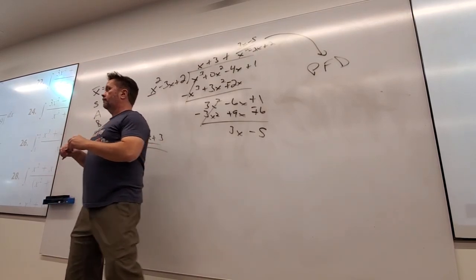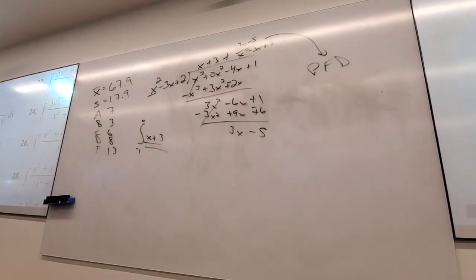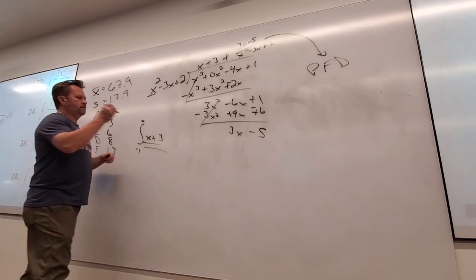So if you could factor the bottom piece, why would you do long division in the first place? Because partial fraction decomposition only works if it's bottom heavy. And this is top heavy. So then after you do the partial fraction decomposition over there, you have to come back and do it again for this? No, hell no.